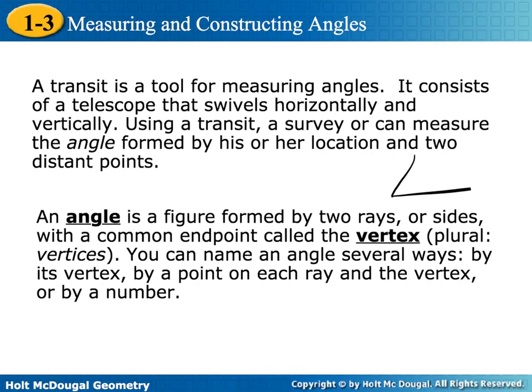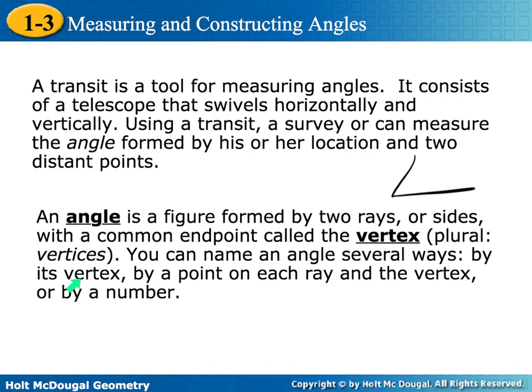So looking at this, this is the vertex, that little point. The whole thing is an angle. So an angle consists of two sides or rays and a vertex. The plural form of vertex is vertices. You can make an angle several ways. You can name it by its vertex. Please write all three of these down.